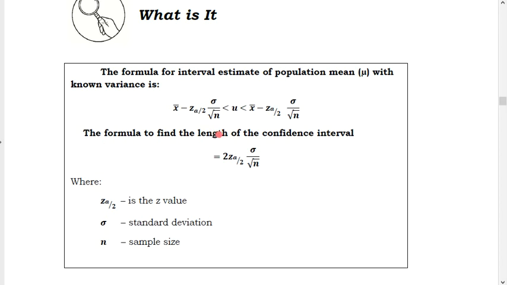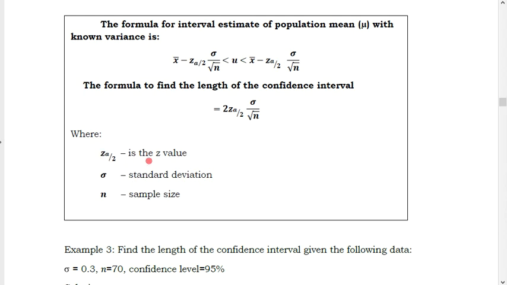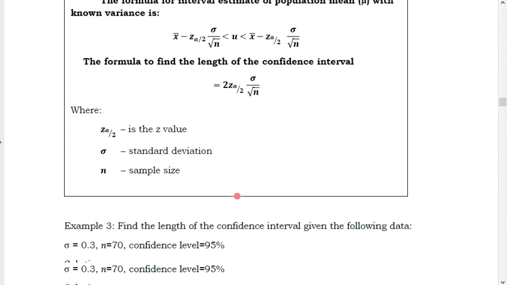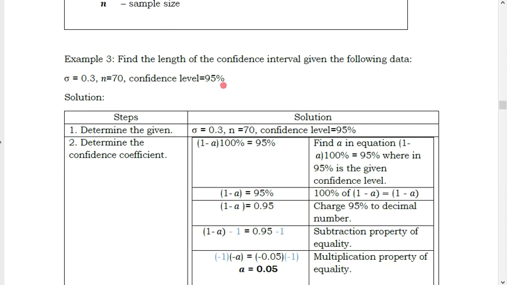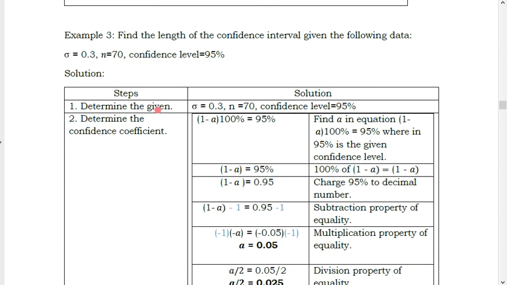So kung titignan mo, itong formula na to is similar dito sa formula na yan. The formula to find the length of the confidence interval is equal to 2 multiplied by z sub a over 2 times standard deviation over the square root of n, whereby z sub a over 2 is the z value, this symbol is for the standard deviation, and n is for the sample size. Find the length of the confidence interval given the following data. Standard deviation is 0.3, n is equal to 70, confidence level is 95%. First step, determine the given.